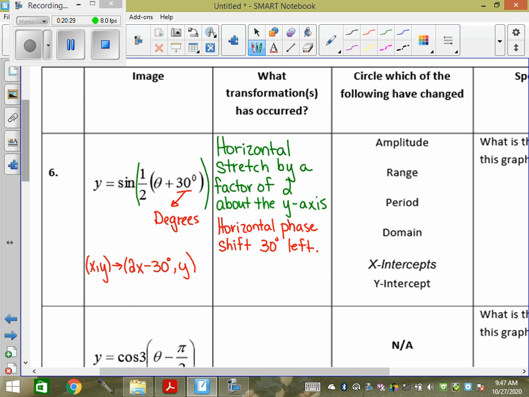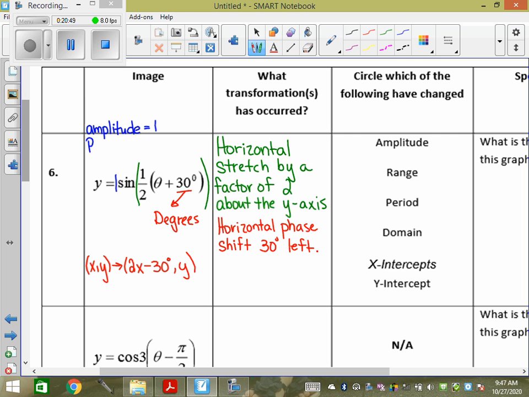We're going to go to the equation and pull off all the stuff we know. What's my amplitude from this equation? What's the amplitude? The absolute value of A, correct? And what's A in this case? 1. So my amplitude is 1.